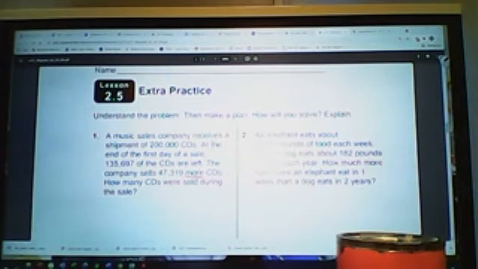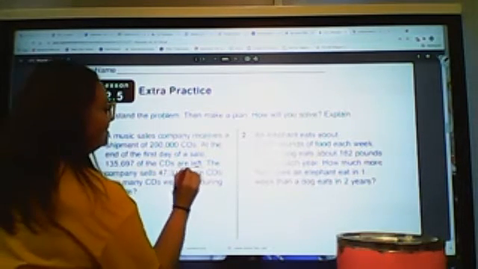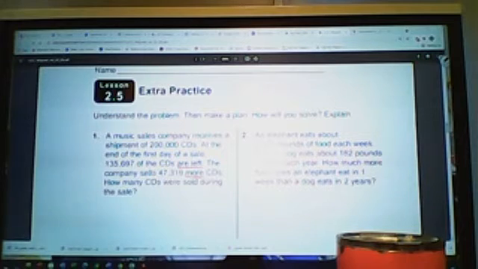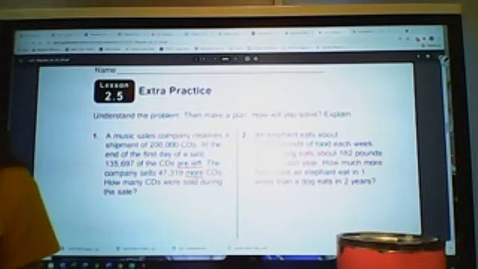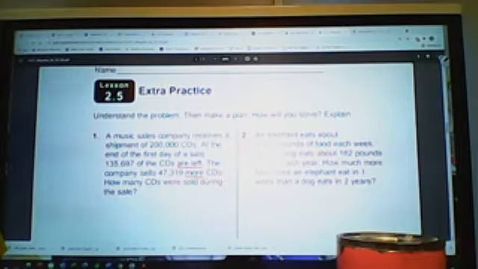Anybody else see another clue word? Jada? Are left. Oh, if we've got some left over, what does that mean that we did first to have some left over? We would have to subtract to have some that were left over, right? Okay.